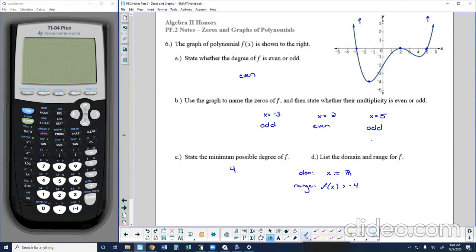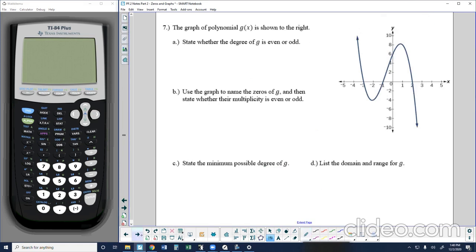Let's go ahead and take a look at 7. 7 is very similar. So if you feel like you are confident on this concept, go ahead and pause the video and see if you can answer the questions. We're going to go ahead and work through these questions just in case you need that help. So we have g of x as a graph. It says state whether the degree of g is even or odd. Well, it's going down to the right and up to the left. So the polynomial is going in opposite directions here for the ends, which only happens for a function that has an odd degree. Then we have to find the zeros and state whether the multiplicity is odd or even.